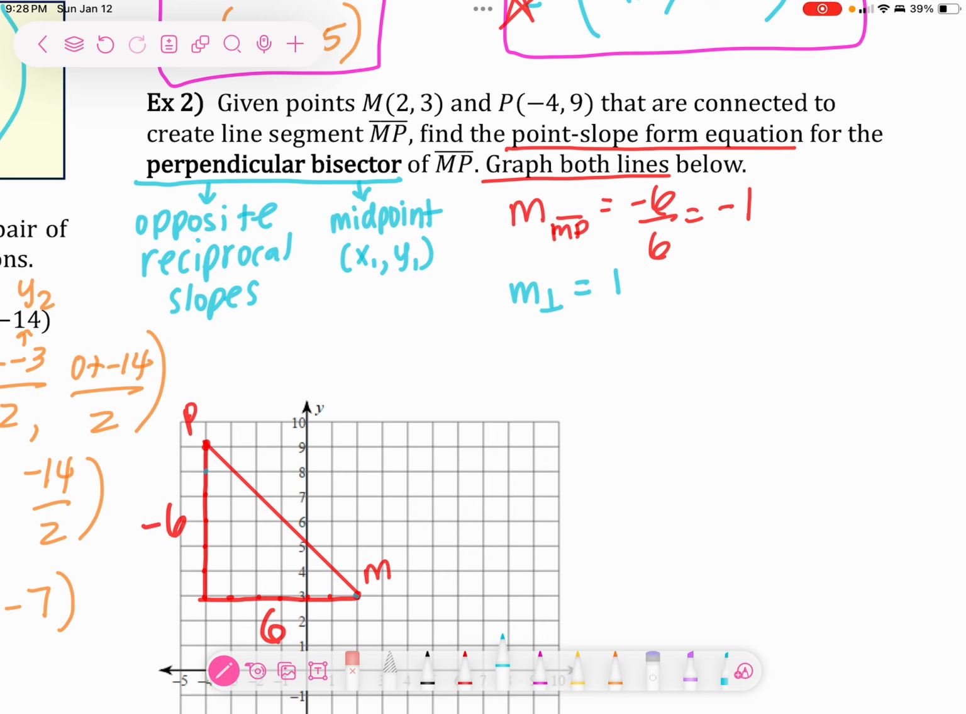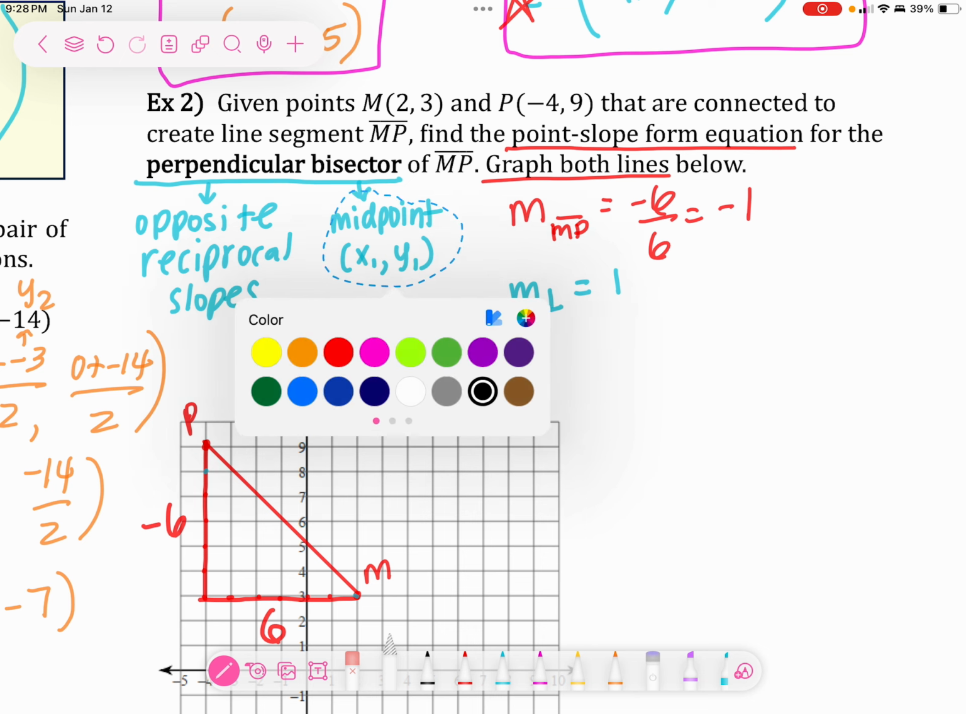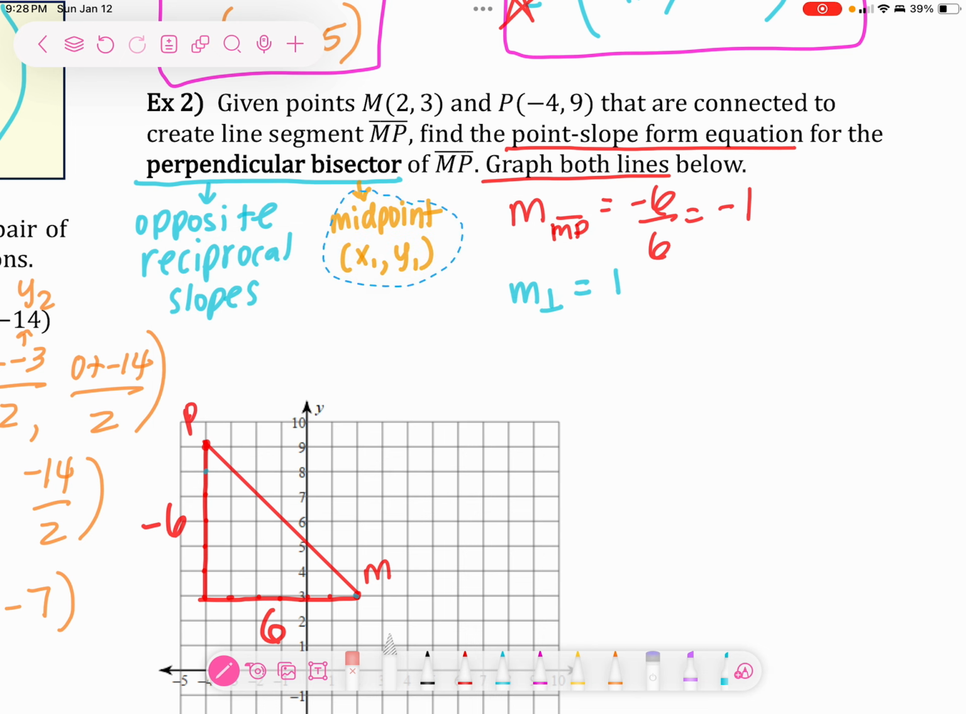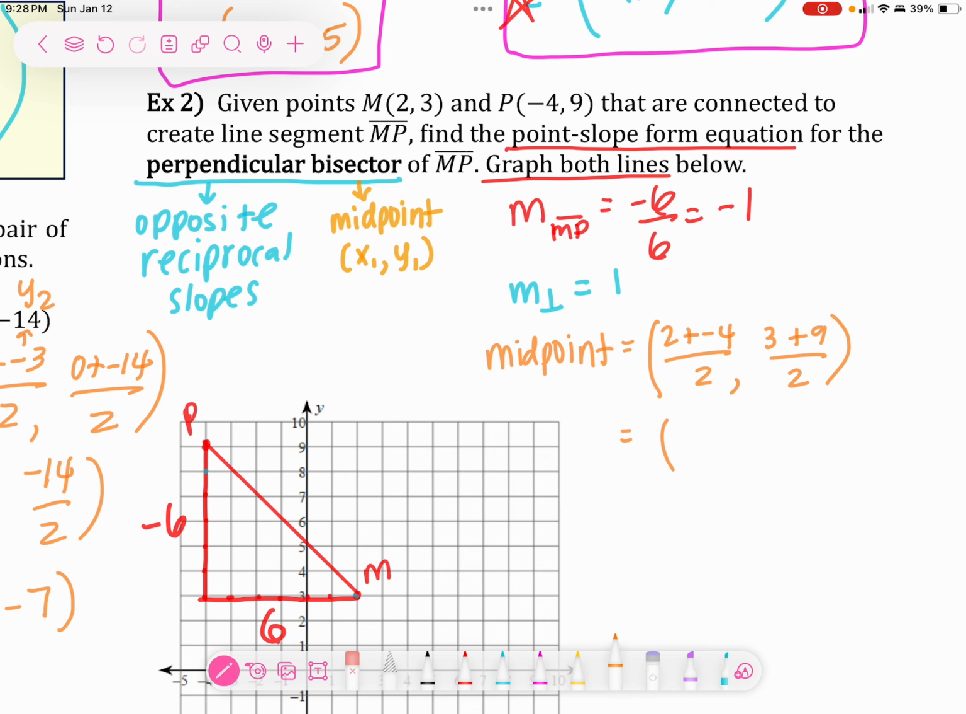Now for the bisector situation, we have to find the midpoint. So let me color code this as well. So finding the midpoint is going to be a totally different skill set, right? To find the midpoint, we need to use our midpoint formula, right? We need to add our x's, which is going to be 2 plus negative 4, divide by 2. Then add our y's, which is going to be 3 plus 9, divide by 2. We end up with negative 2 over 2, comma, 12 over 2. And so we end up with negative 1, comma, 6 as our midpoint.